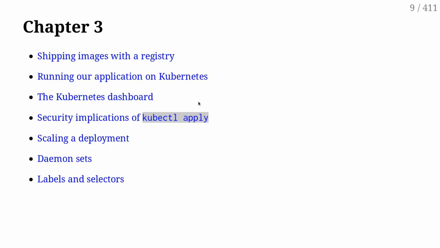We will see a couple of different ways to scale applications with Kubernetes. One using deployments and replica sets, the other one using daemon sets. We will talk about labels and selectors, which are some of the really powerful concepts in Kubernetes.